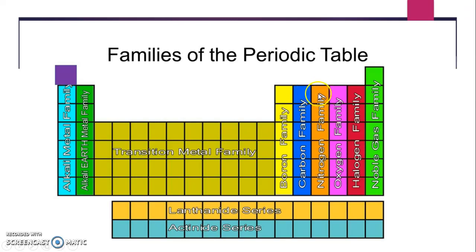Nitrogen family will go -3. Oxygen family, also called chalcogens, will go -2. Halogens go -1, and the noble gases tend to not react. And then you've got the lanthanides and the actinides. That's because those are the elements at the head of the line.